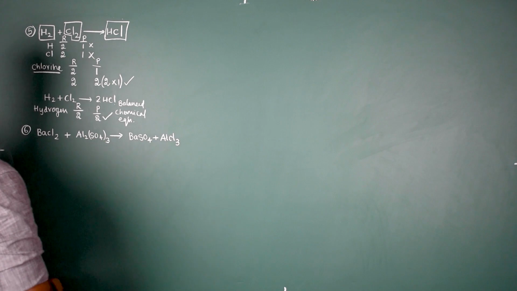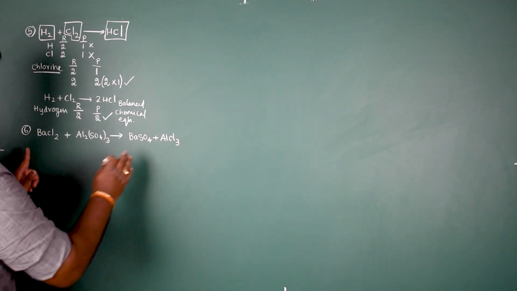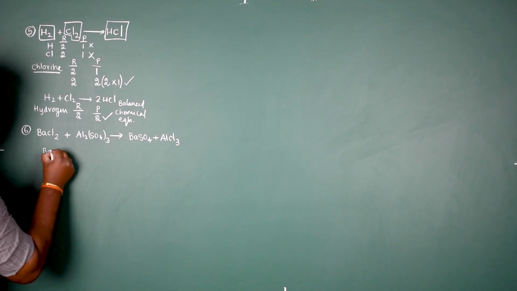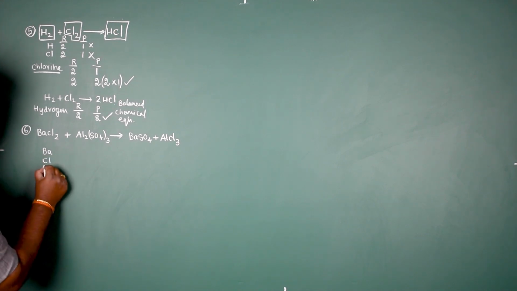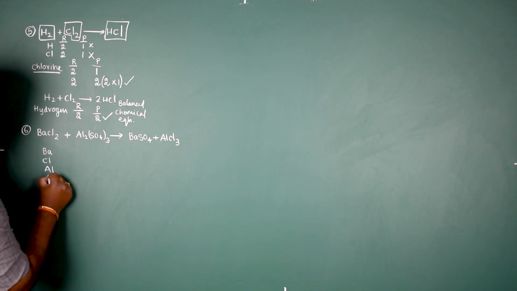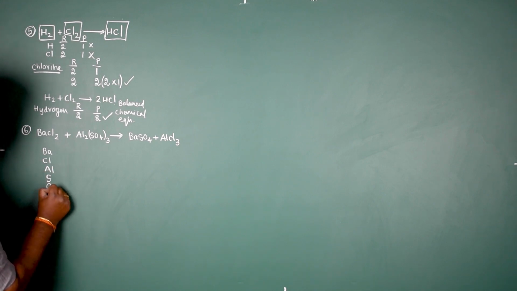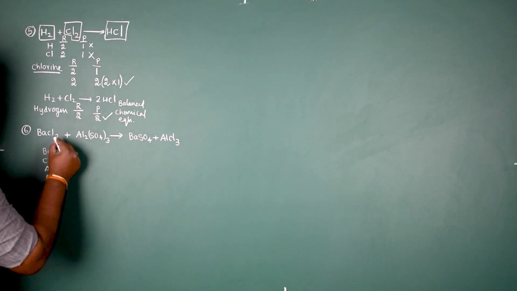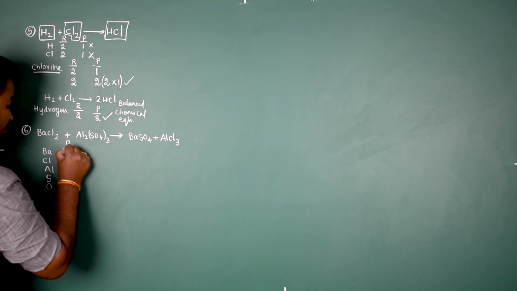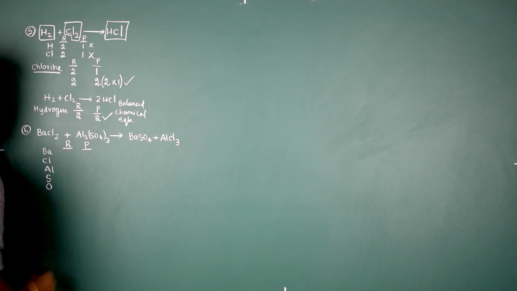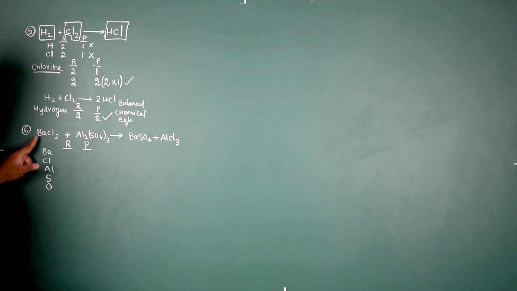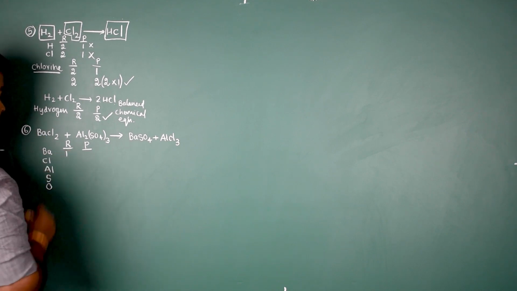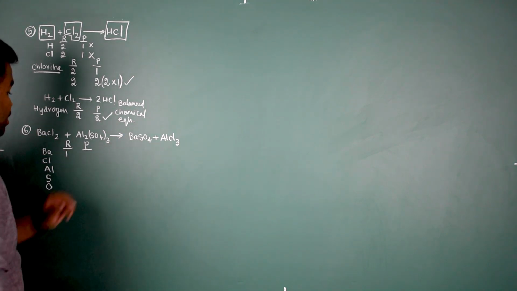So to check this, we have to go with all the atoms present in this particular equation. So we have barium atoms, chlorine atoms, aluminium atoms, sulfur atoms, and oxygen atoms. So we have 5 different types of atoms. Now how many are there on the reactant side is the question, and the product side. If you look at the reactant side, there is only 1 barium. So 1 stoichiometric coefficient into 1. So 1 barium. How about the product side? Here also 1 into 1.